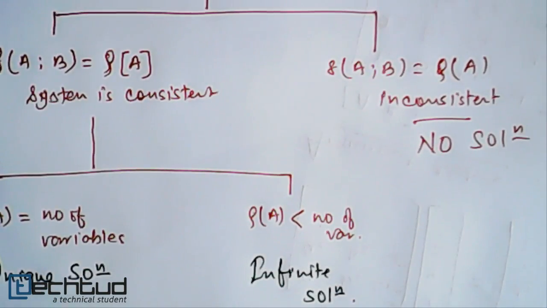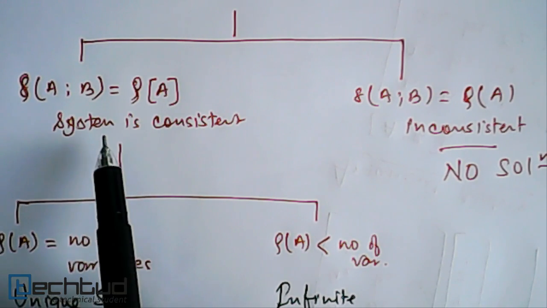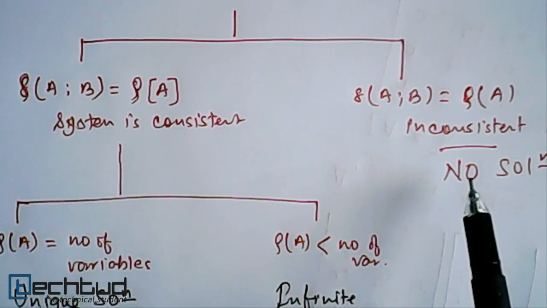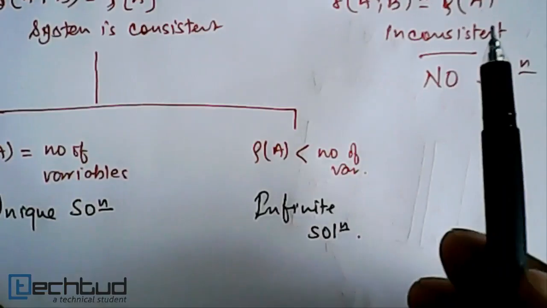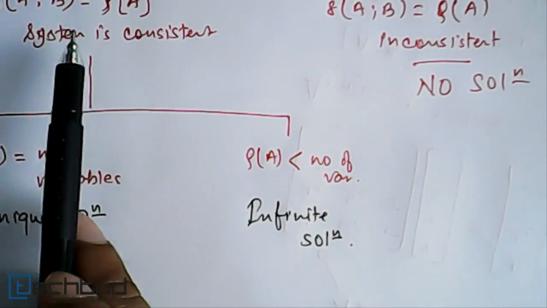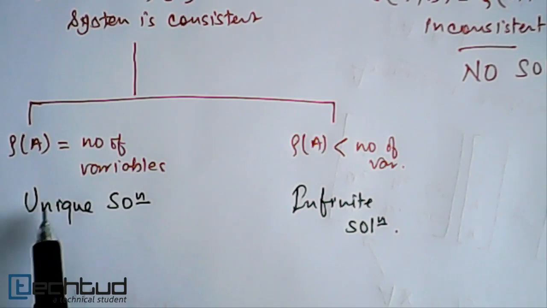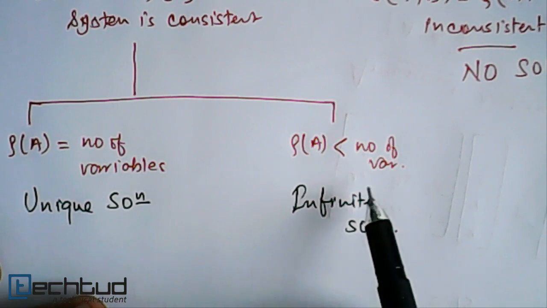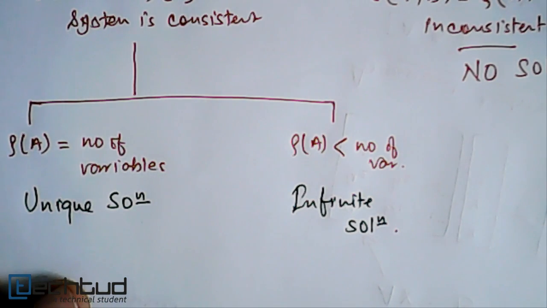Okay, so very simple. The system is consistent only if the rank of the augmented matrix is equal to the rank of the coefficient matrix, and the system is inconsistent if the ranks are not equal. Now if the ranks are equal and the rank is equal to the number of variables, then the system has a unique solution. But if the rank is less than the number of variables, it has infinite solutions. What about the rank being greater than the number of variables?